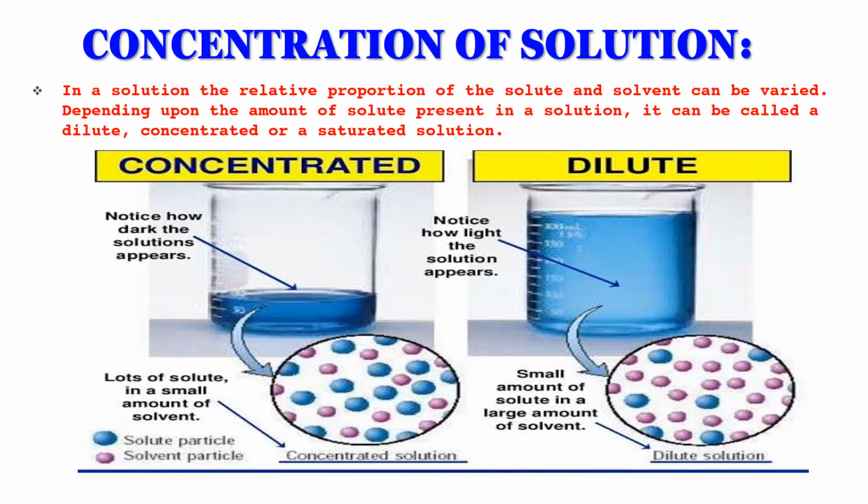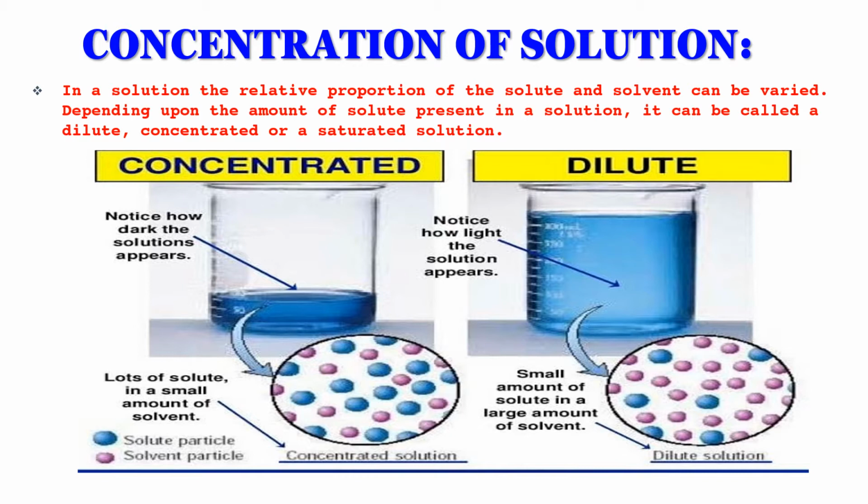So first of all, what do you mean by concentration of solution? In a solution, the relative proportion of the solute and solvent can be varied. So depending upon the amount of solute present in a solution, it can be called a dilute or a concentrated solution. So let us first discuss dilute and concentrated solution.